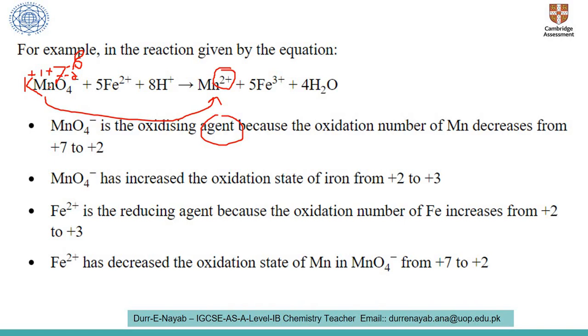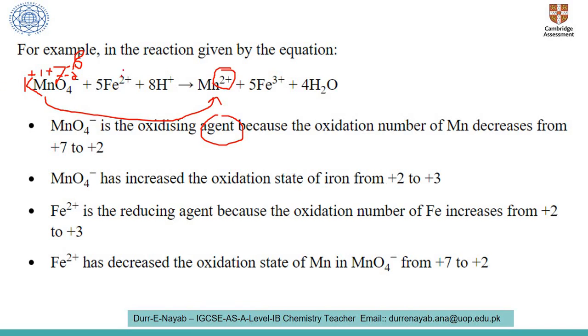An oxidizing agent is an agent which helps in the oxidation of the other compound and itself gets what? Reduced. So you can see, yes, manganese has gained electrons. How many electrons are gained? 5 electrons are gained. Manganese oxide has increased the oxidation state of iron from +2 to +3.